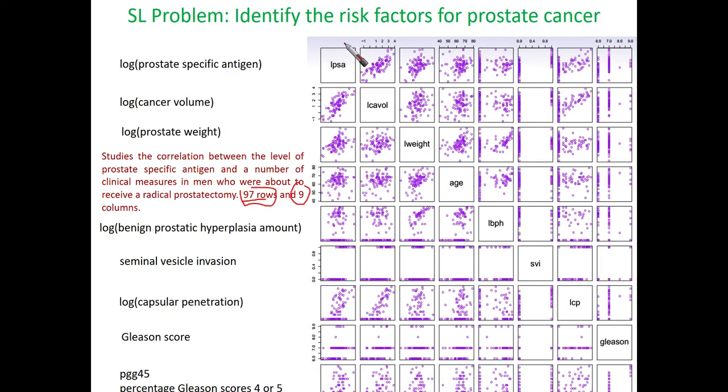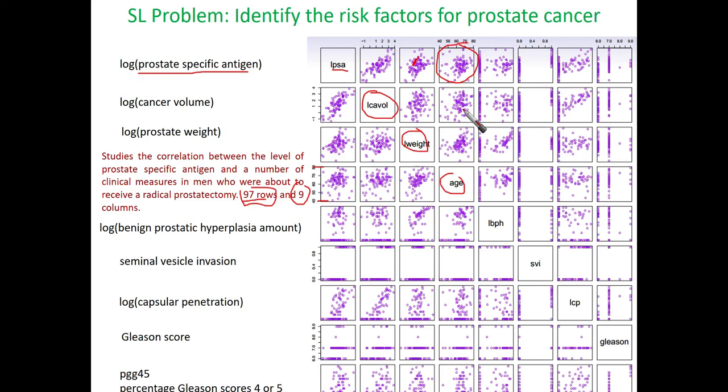If you just want to see the data first, you can plot it this way. You see diagonally we have all the variables. Let's think about age, right? Age is from 40 to 80, and with this age, what is the value of PSA? Because this is actually the prostate specific antigen. So we see how this PSA varies with age, also how this PSA varies with cancer volume, and how the PSA varies with prostate weight. If you vary the prostate weight, how does the PSA value vary?